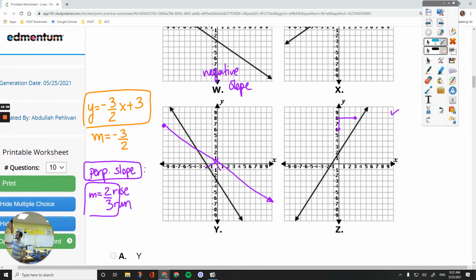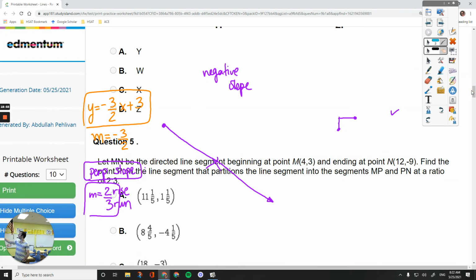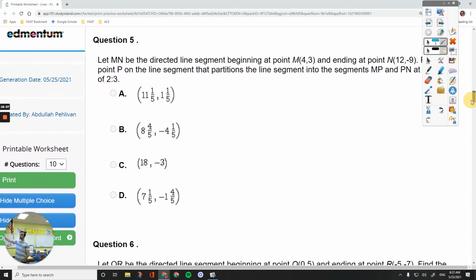This over here is up to right 1. That's not what I need. And then the y is a negative slope anyways. So again, my answer is going to be the upper right one, the x. So x is going to be the answer to this. Let's move on to the next one.